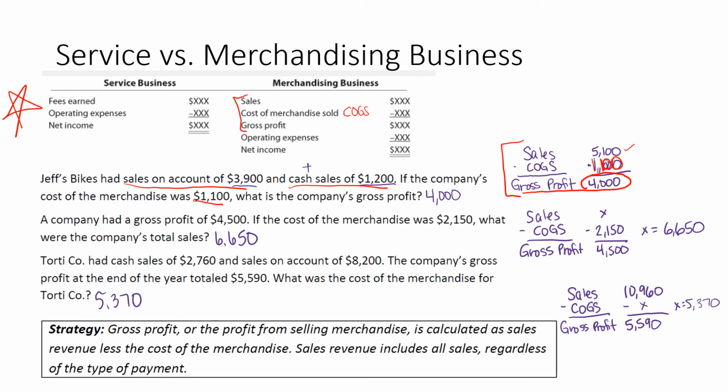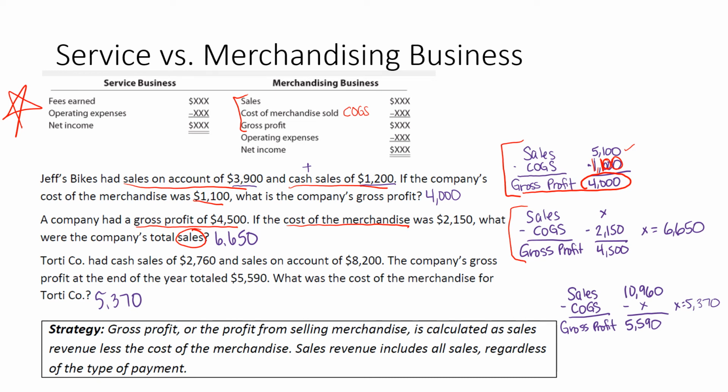Next, a company had a gross profit of $4,500. So this time they're already telling us the gross profit. If the cost of merchandise was $2,150, what were the company's total sales? So this time they give us gross profit, they give us cost of merchandise sold. We have to calculate sales. So what that means is we're still going to use that same basic formula. We just have sales as our unknown.